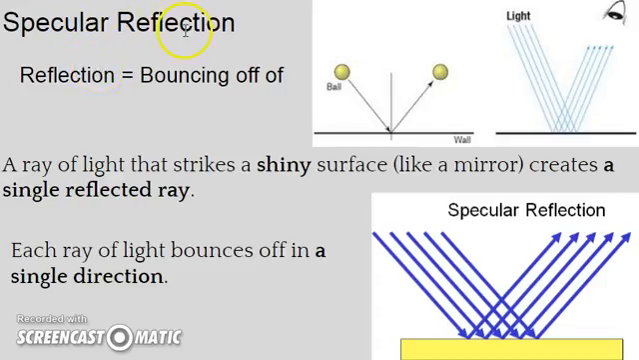So let's talk specular reflection. Reflection is simply bouncing off of. A ray that strikes a shiny surface, like a mirror, creates a single reflected ray. So here we can imagine a ball that comes in at an angle. It's going to bounce off at that same angle. Well, so does light. Light is going to reflect off of, in this case, a polished material like that of a mirror. Each ray of light bounces off in a single direction. So if there's a whole bunch of light coming in, there's a whole bunch of light reflecting off.